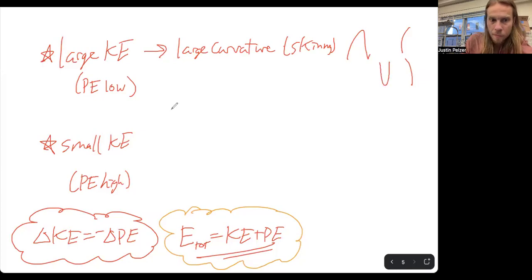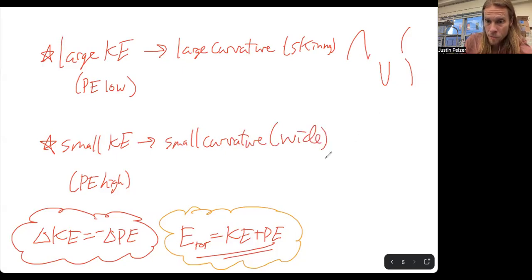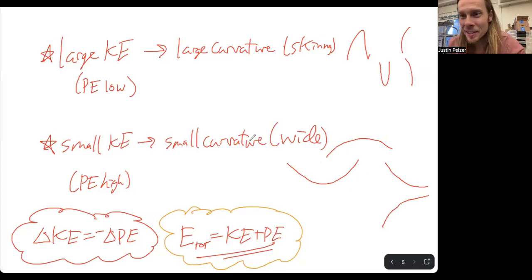right? Like that. Small kinetic energy means small curvature, which means wide. So a big wide curvature like that, or like that, or like that, right? Wide. See how easy that is? What's amazing is that it actually connects to this idea of wavelength. So this is a wave, a smaller wavelength means more energy, right? So it connects to that concept that you might already have familiarity with, right?